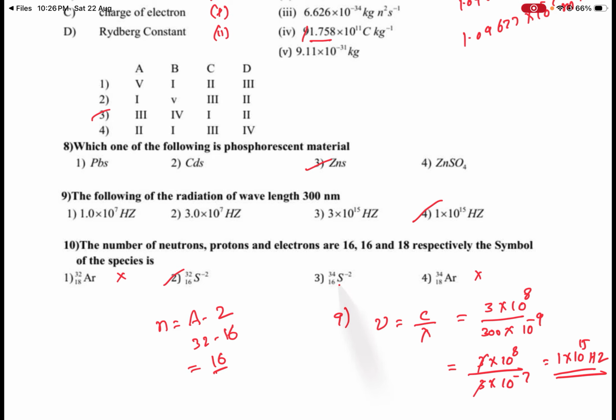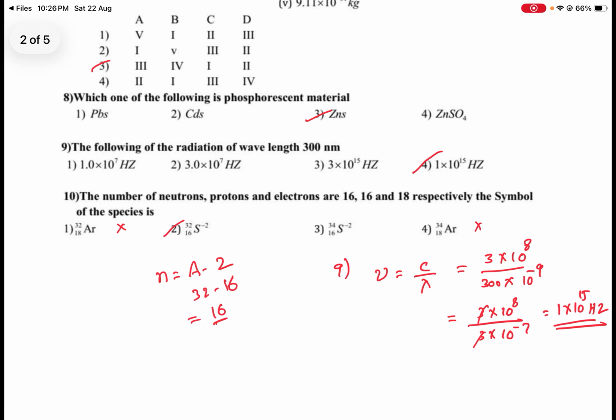Option 3 is the wrong answer, because here neutrons are 34 minus 16, 18 neutrons. So it is the wrong answer. So for the 10th one, the second option is the correct one.